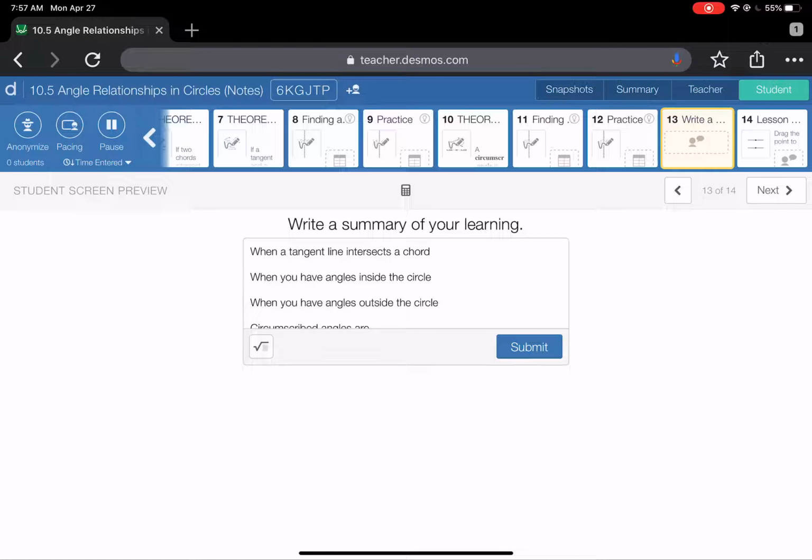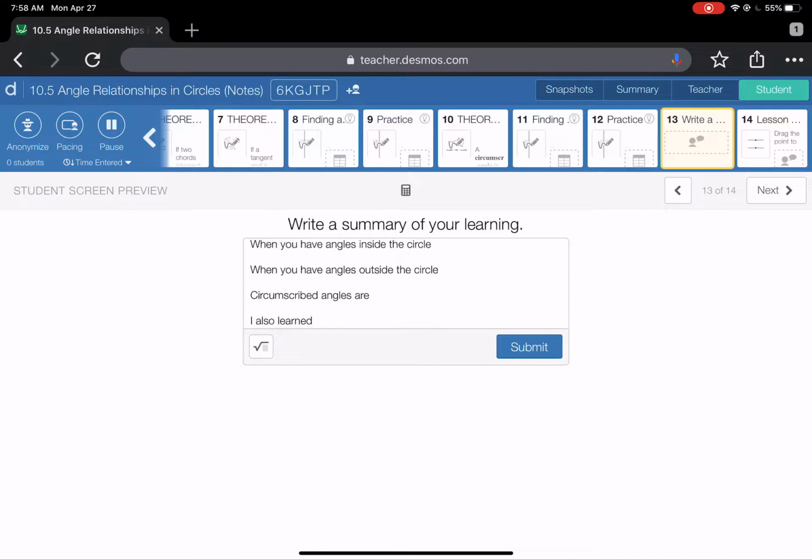All right, so in this lesson, you should have learned what happens when a tangent line intersects a chord, how we figure out an angle that's inside the circle and outside the circle, and then what circumscribed angles are and how to find them.